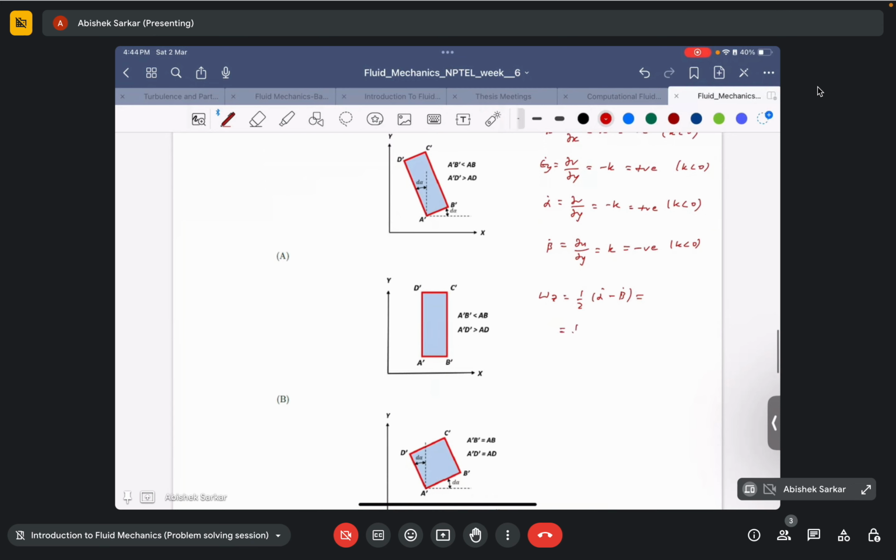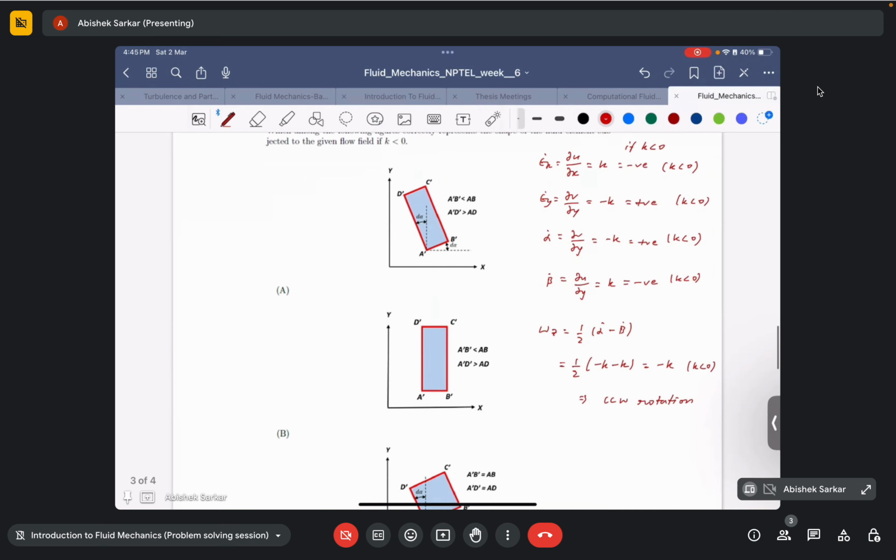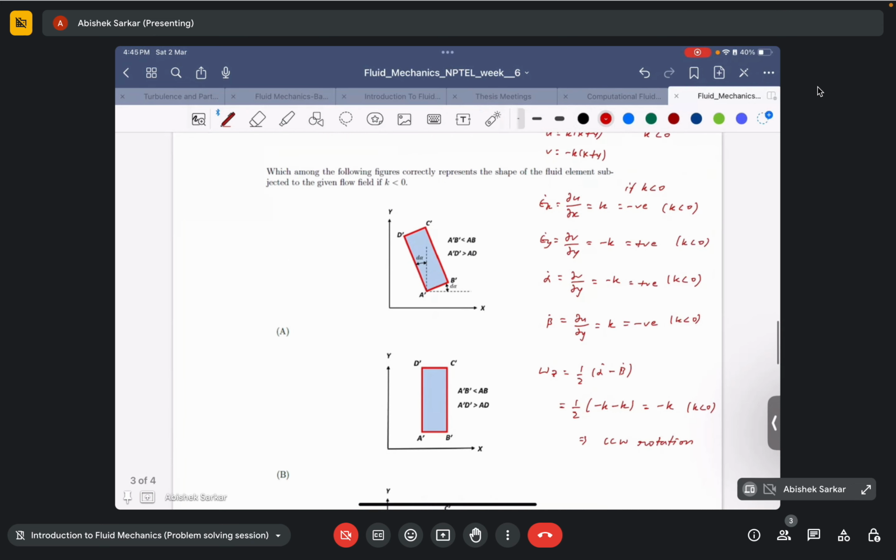Then it would be half of alpha dot, which is negative, so it will be minus k, and beta dot is positive k, so it will give us minus k, right? And since k is less than 0, it would basically imply a counterclockwise rotation, right? So the only diagram that satisfies all these conditions is diagram A, so the correct answer would be A.